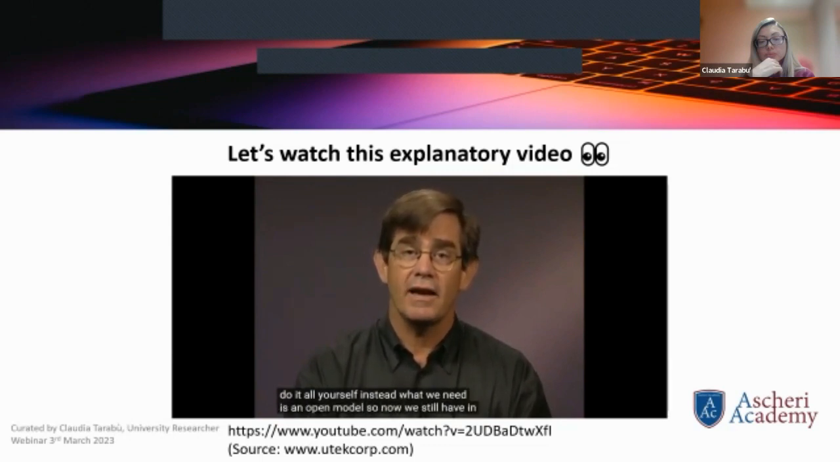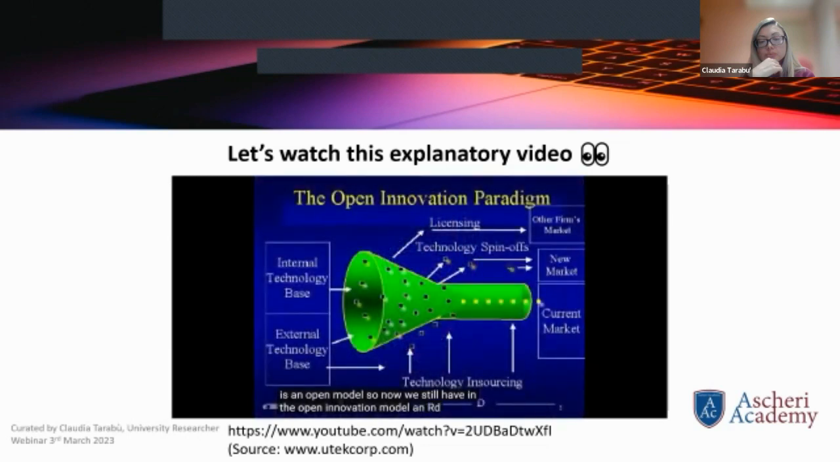So now we still have in the open innovation model an R&D funnel turned on its side, but you'll see there are many more pathways into the model for ideas to come in, not only from inside, but also from the outside. And in turn, when those ideas are taken to market, some of them go through the company's own processes, but others go through other processes, think of licenses, spin-offs, or joint ventures, to get to the market. So in the open innovation model, it's much more open coming in and much more open coming out.